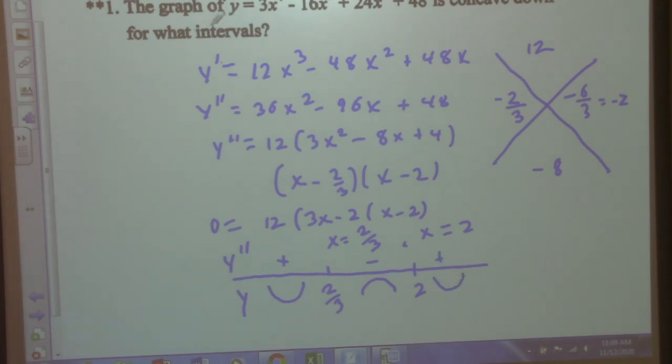So the graph of y is concave down on which interval? Between 2/3 and 2. On (2/3, 2), because f double prime is less than 0. Okay? So really that's it. So we're going to be doing a lot more analysis like this. It becomes part of our box of analysis tools.